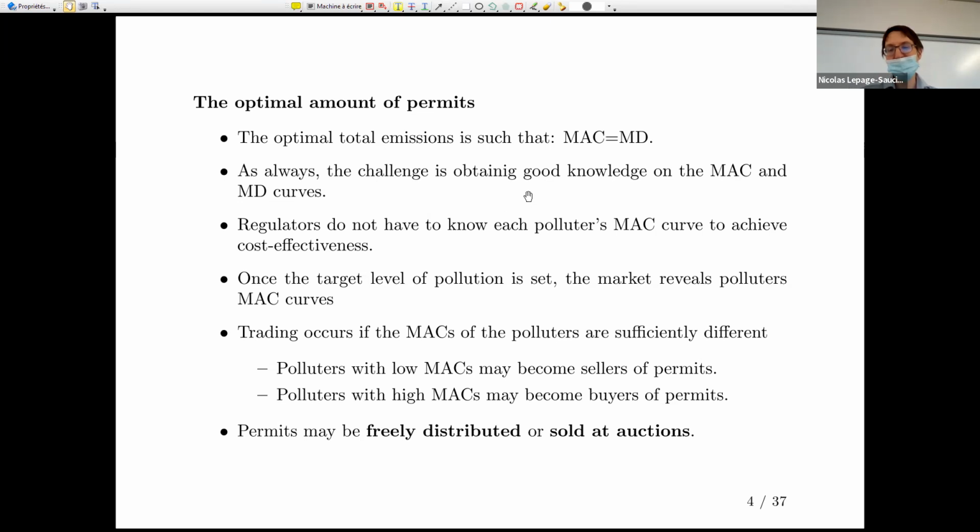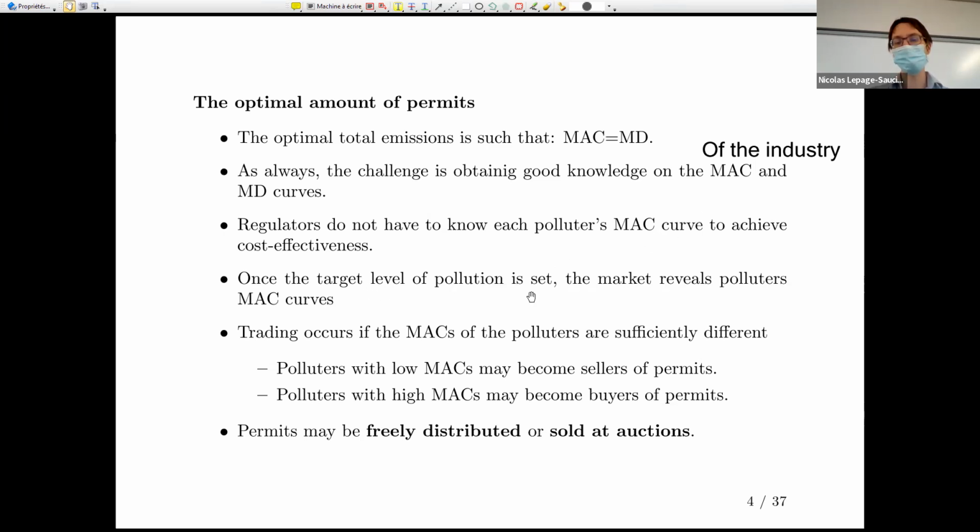But what's neat is that essentially you need the marginal abatement cost of the industry. So in a sense, what you have to know is more or less how costly it is for firms to reduce their emissions on average. But you don't have to know each and every specific firm's marginal abatement cost. That's the neat thing about it. You don't have to know it for each polluter. To achieve cost effectiveness, each polluter knows what they have to do. They do for themselves what's best.